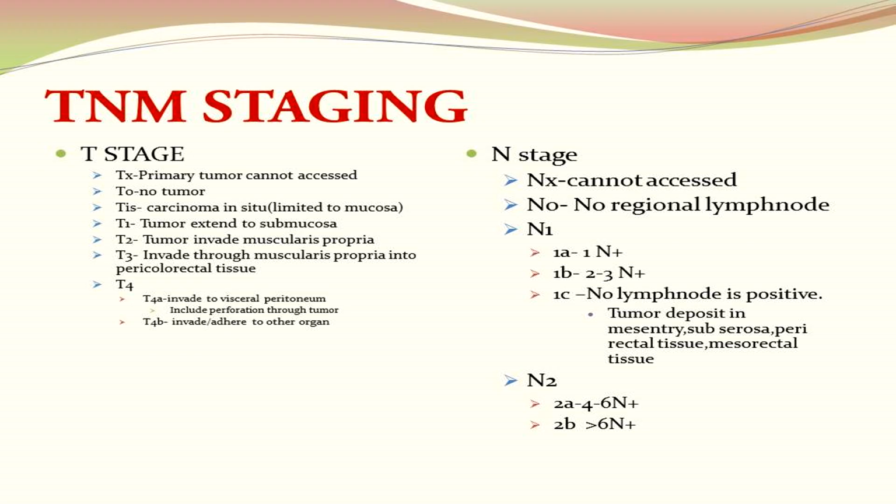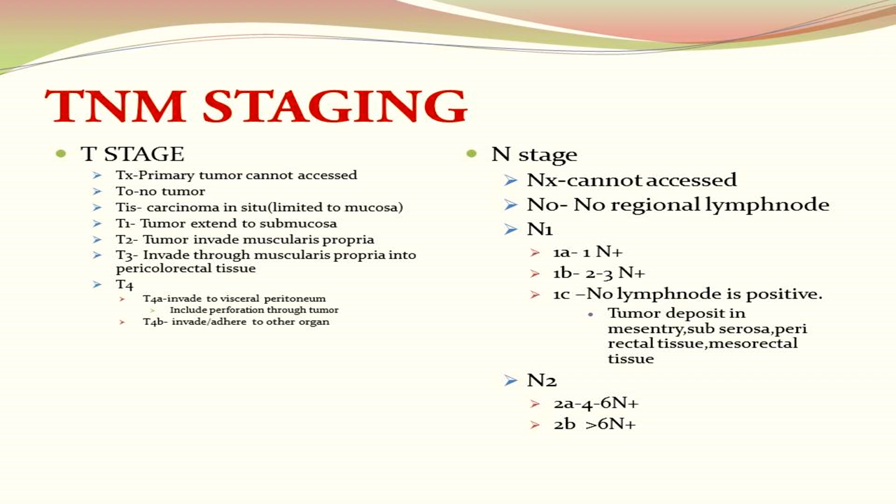N stage. So over the years the T staging has remained the same. What has changed is in the N stage and the M stage. What has changed in the N stage? There are two types of N, N1 and N2. N1 is divided into three parts again, A, B and C. Remember this word, tumor deposit. What I showed in the previous figure, remember this thing, the tumor deposit. When there are tumor deposits, it becomes N1C.